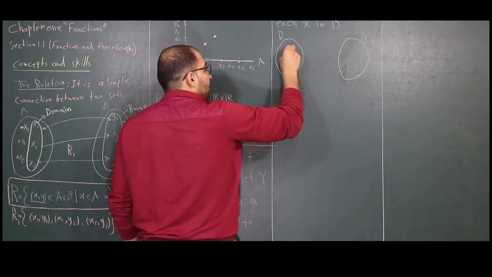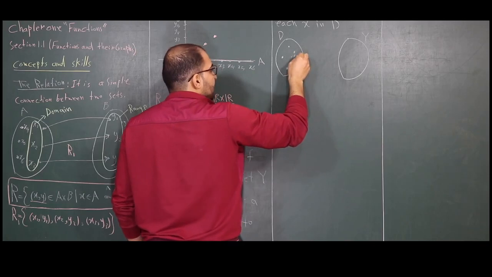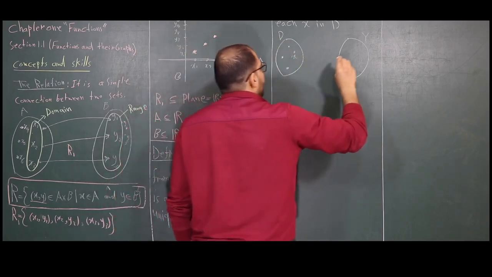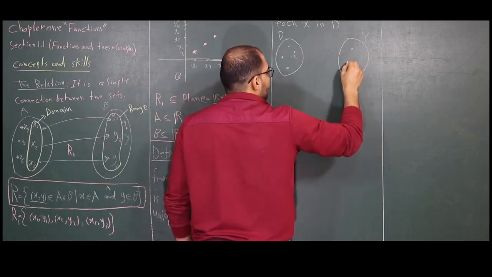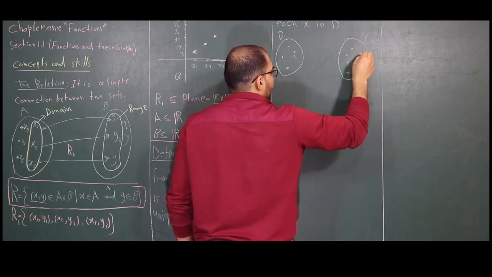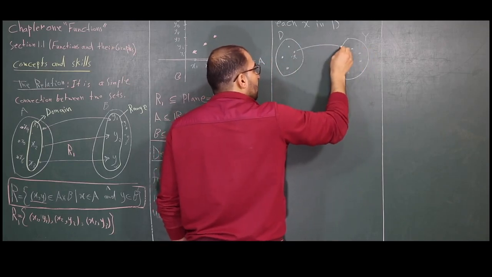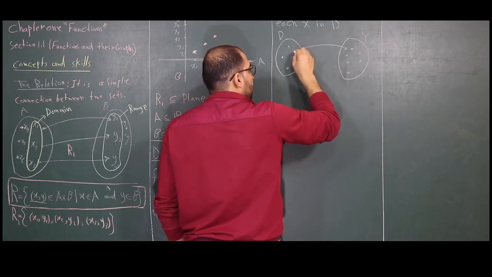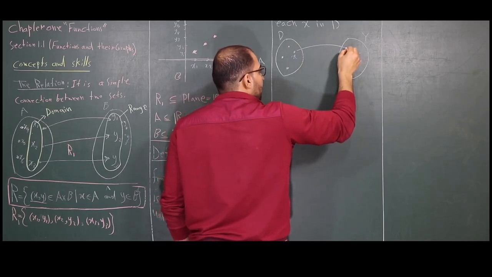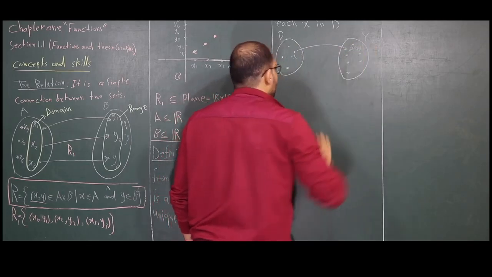So we have here elements. Let's say here elements x, x, x, x, x, and we have here f of x, which is the effect or the value of this x. So if I apply the rule to this x, the result will be f of x.